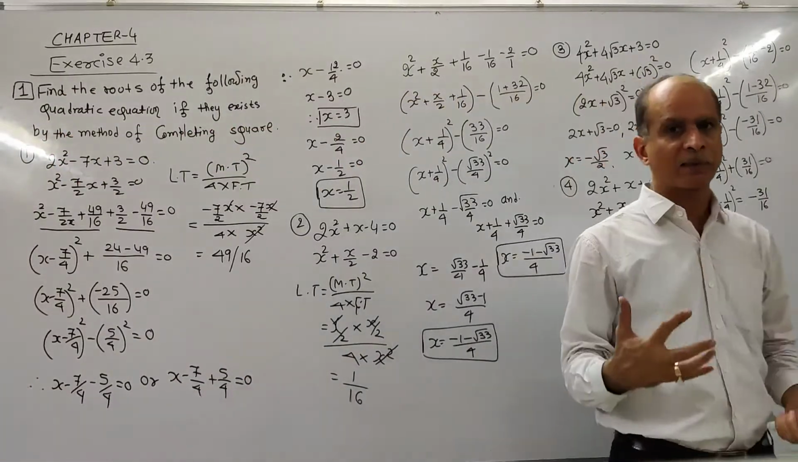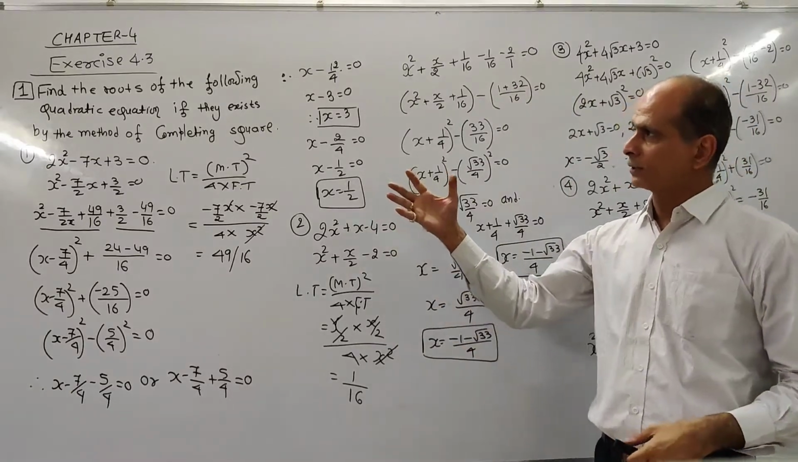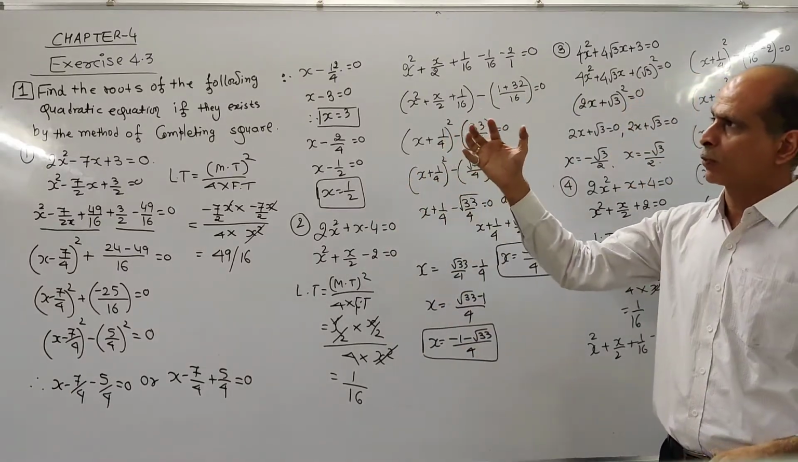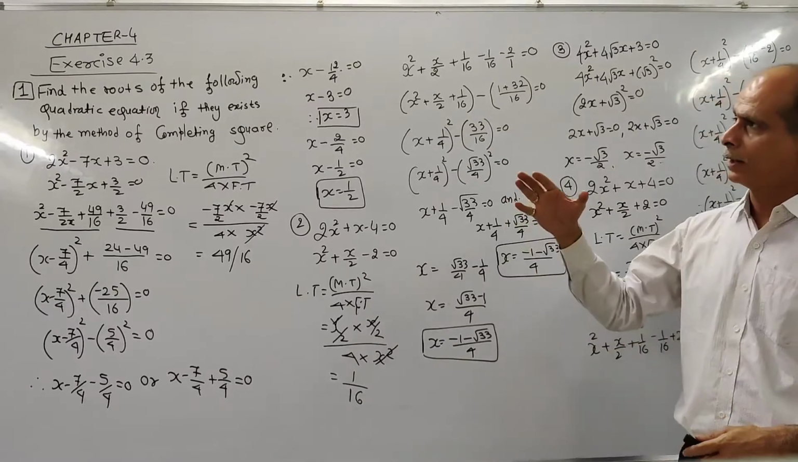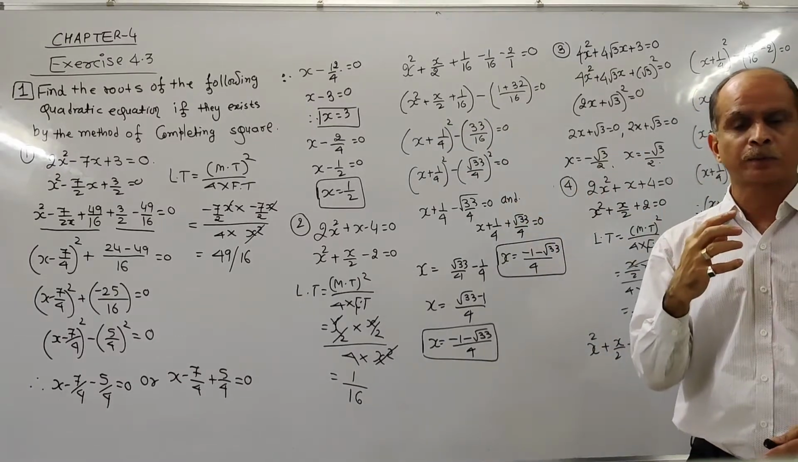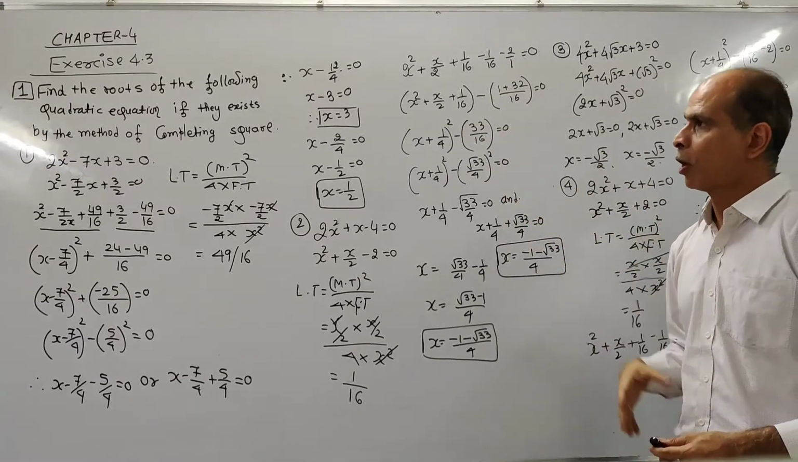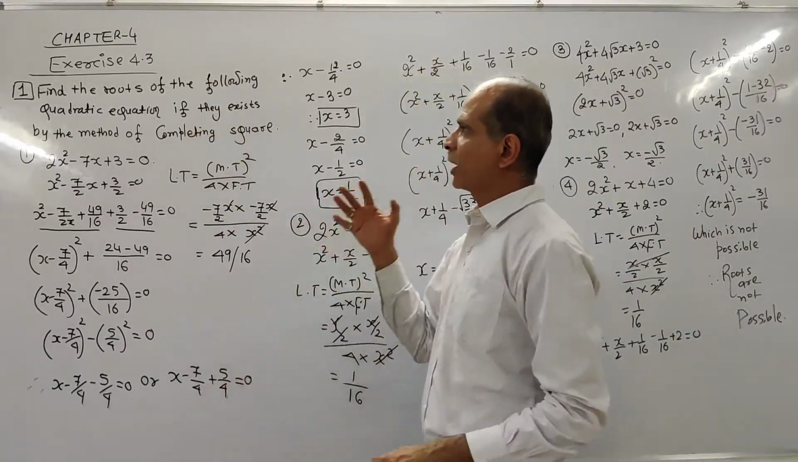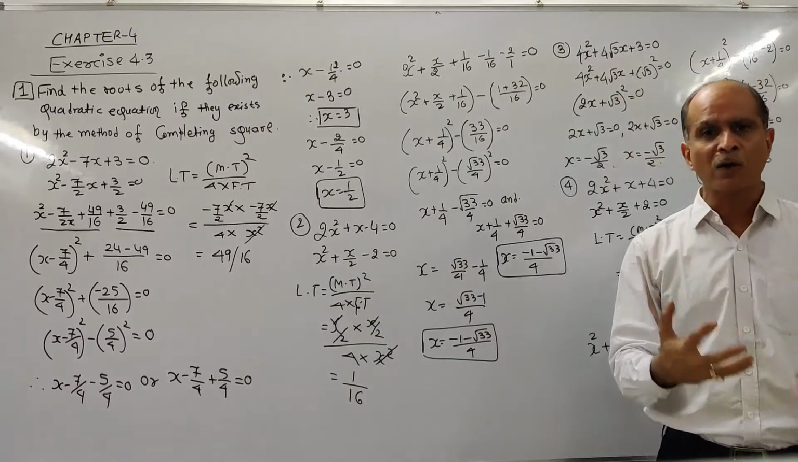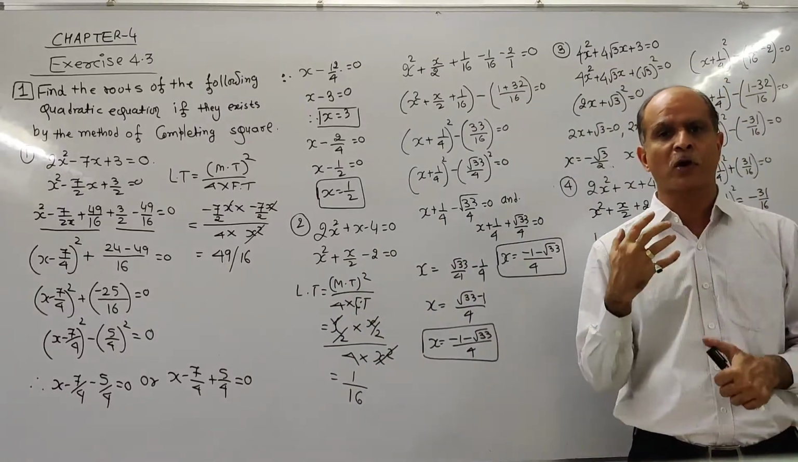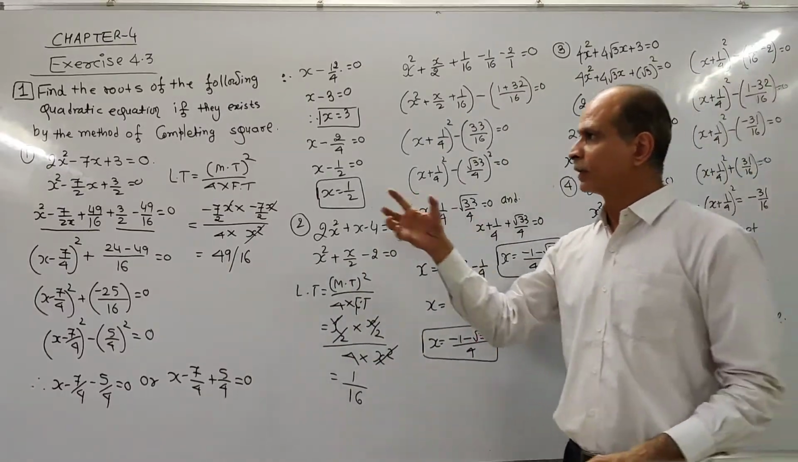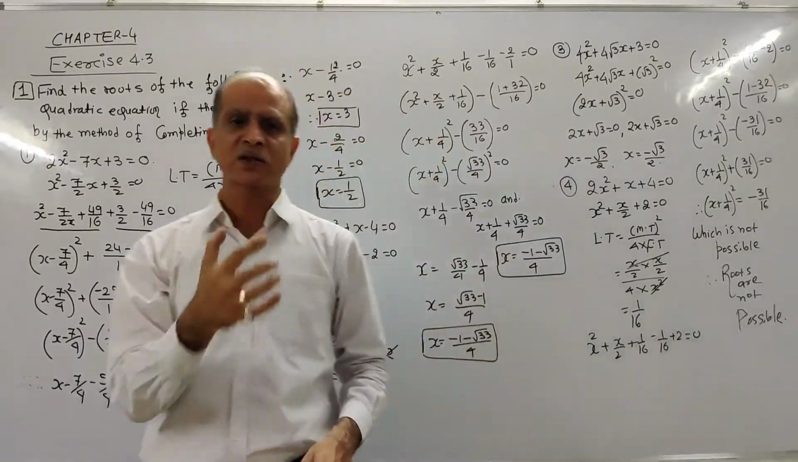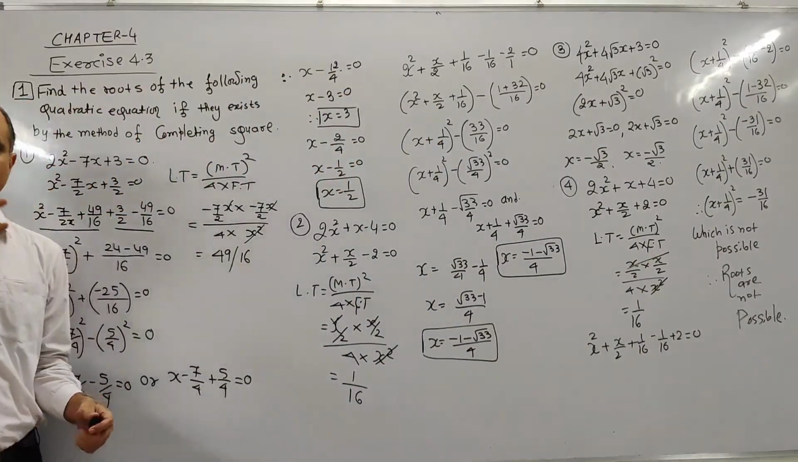The first one is the factor method, and we solved it in exercise number 4.2, while the second one is the perfect square method or completing square method. So in this exercise, we are going to understand how to find the solution of a quadratic equation with the help of the completing square method. That is method number 2.